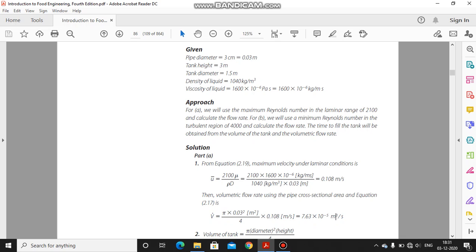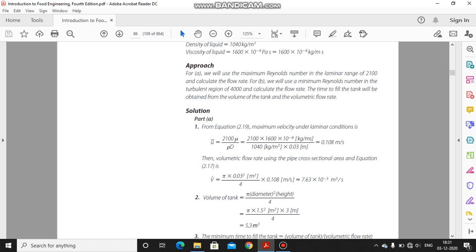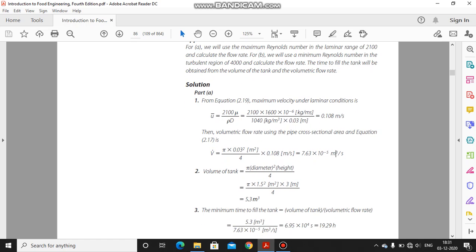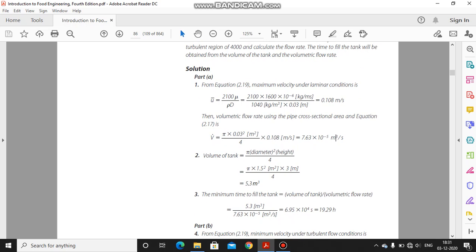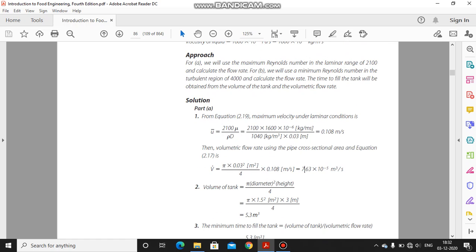Now if you know the volumetric flow rate, from this you can calculate the time required to fill the tank. Say the volume of the tank is 5.3 meter cube. Now you can calculate the time required to fill this 5.3 meter cube volume of tank with a flow rate of 7.63 into 10 power minus 5 meter cube per second. Simply divide 5.3 by the flow rate; because the volume is meter cube and the flow rate is meter cube per second, you will get seconds, that is 6.95 into 10 power 4 seconds, that is 19.29 hours required to fill the tank.